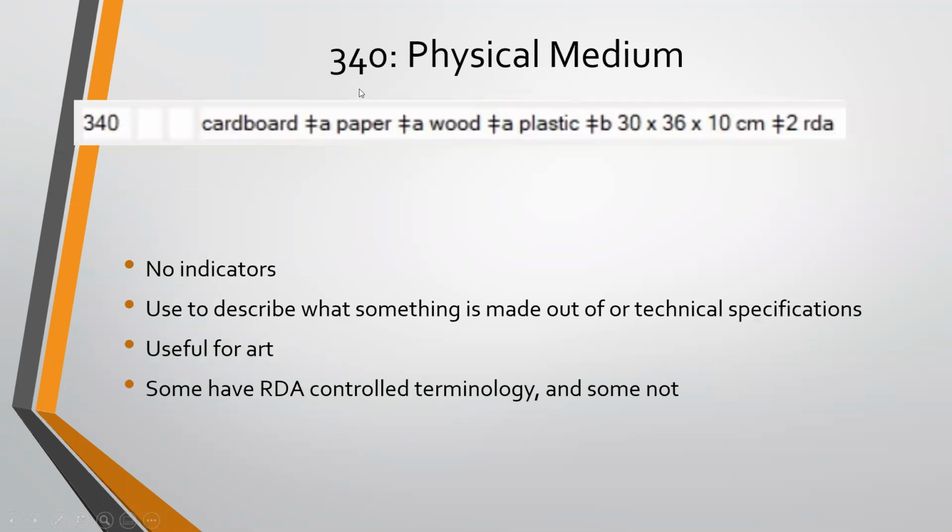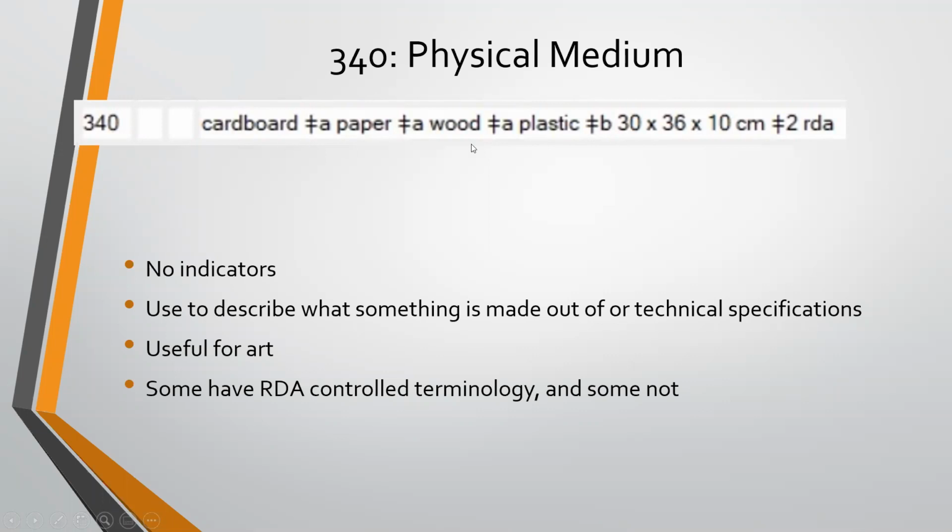340, physical medium. There are no indicators, and you're using this to describe what something is made out of or some kind of technical specifications related to it. You're going to use this a lot for art. So if you have an art object, you can say canvas, subfield A, acrylic for an acrylic painting, or acrylic paints on canvas.